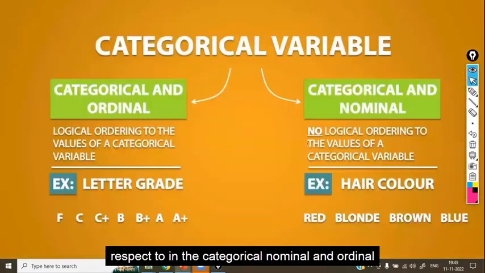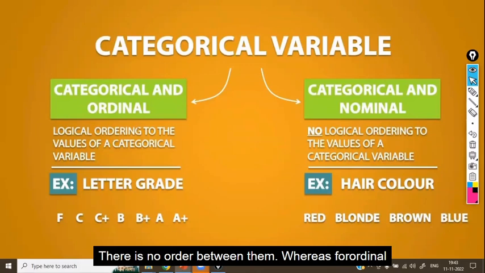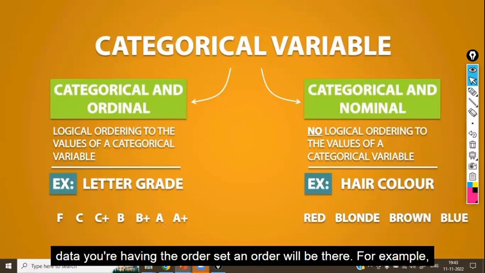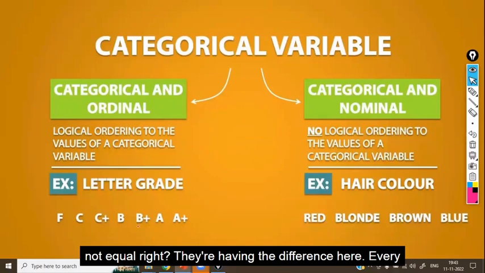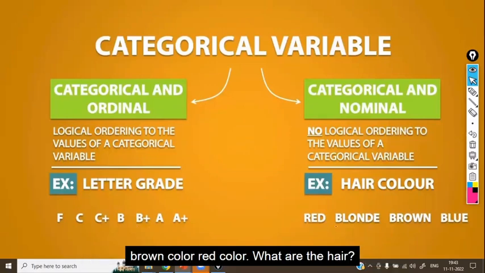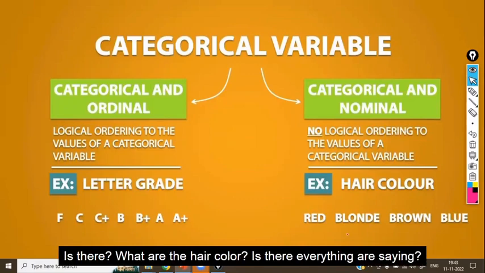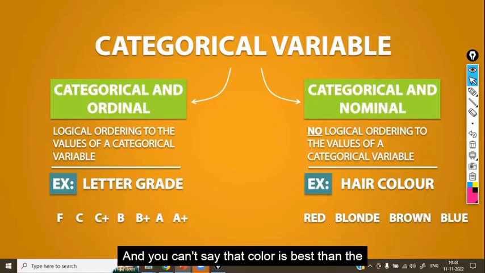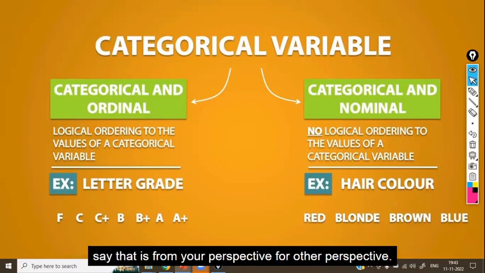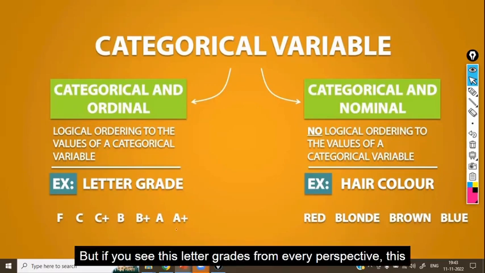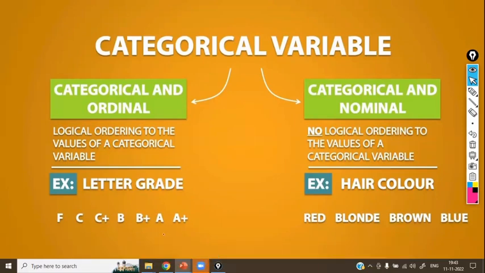Now in the categorical we have nominal and ordinal. Nominal means there is no ordering. For example, hair color: red, brown, blue. There is no order between them. Whereas for ordinal data, a certain order will be there. For example, letter grades like A plus and B are not equal; they have a difference. Every hair color is the same. You can't say red is better than brown, or brown is better than blue. That is from your perspective or others' perspective.